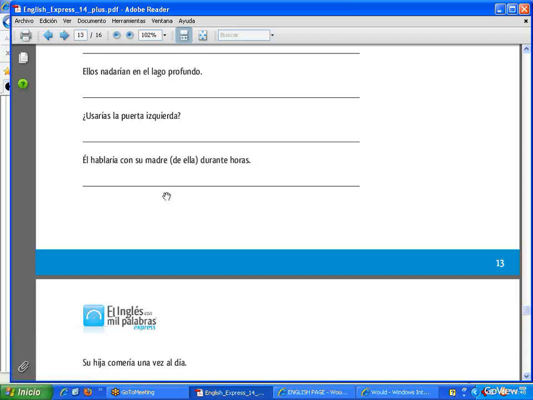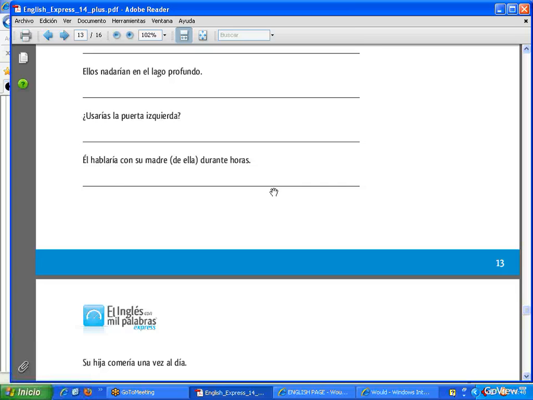It's very confusing for me, for an English person, to learn Spanish because él hablaría. Okay, he would speak con su madre, but I don't know it's her mother until I see this, de ella. Because I could think he could speak with his mother, he could speak with their mother. But no, with ella, he would speak with her mother for hours. Something that happened in the past.